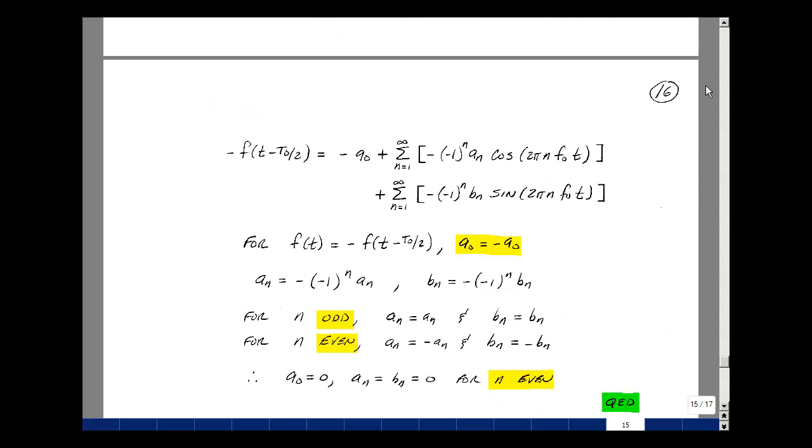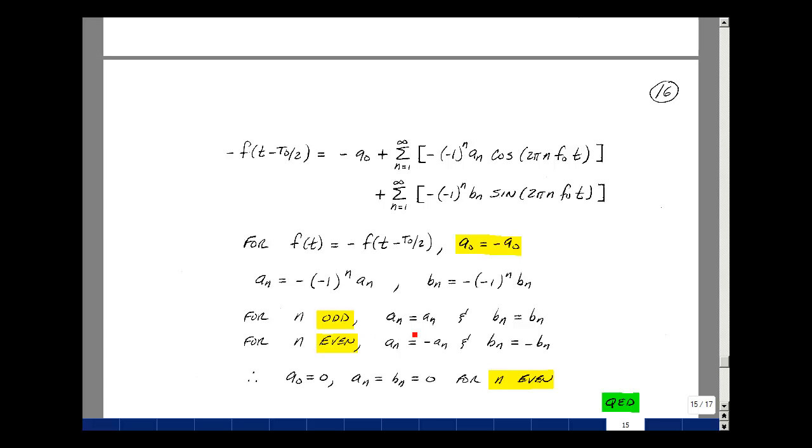Now when n is odd, I get minus 1 to an odd number, so I get minus 1 times minus 1 times minus 1, an odd number of times, so that's equal to minus 1. So then a sub n equals a sub n, and likewise for b sub n. But when n is even, say like 2, this becomes a positive number, and so you get a negative. So whenever n is even, I have a minus a sub n and a minus b sub n. For these cases, the value of a sub n and b sub n must be equal to 0.